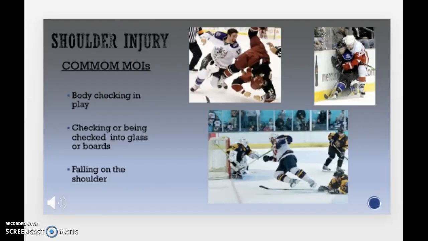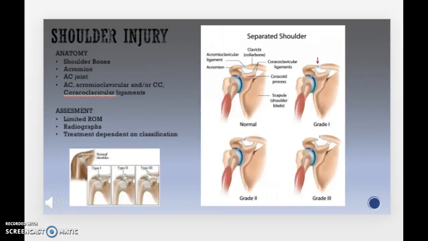Some common mechanisms of injury include body checking between players, one player checking another into the glass or board, slamming their shoulder up against a hard surface, or as you can see in the bottom photo, falling on the shoulder as a result of a misstep or hooking from another player.